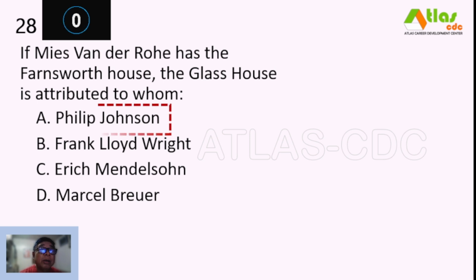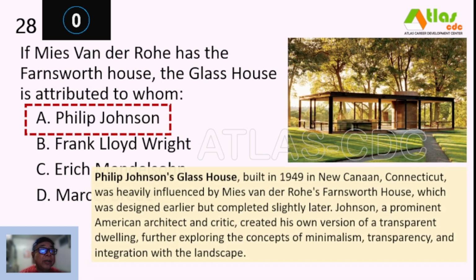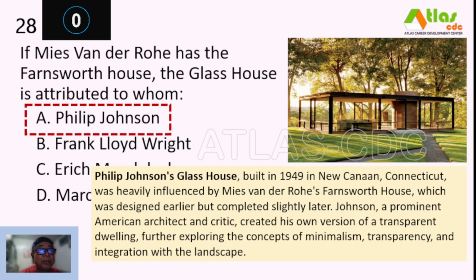And our correct answer is letter A, Philip Johnson. So Philip Johnson's Glass House, built in 1949 in New Canaan, Connecticut, was heavily influenced by Mies van der Rohe's Farnsworth House, which was designed earlier but completed slightly later. Johnson, a prominent American architect and critic, created his own version of a transparent dwelling, further exploring the concepts of minimalism, transparency, and integration with the landscape.